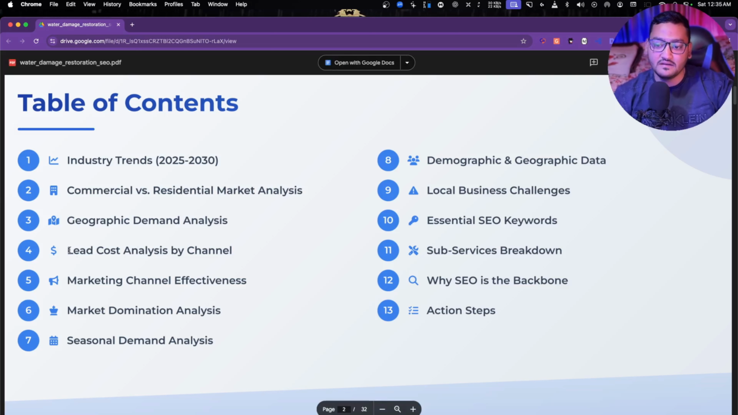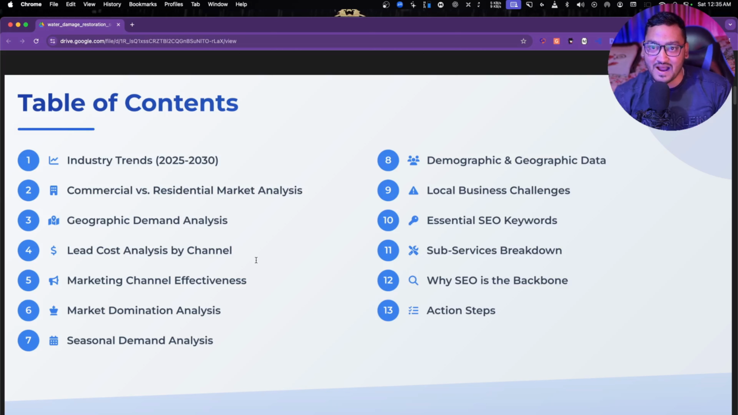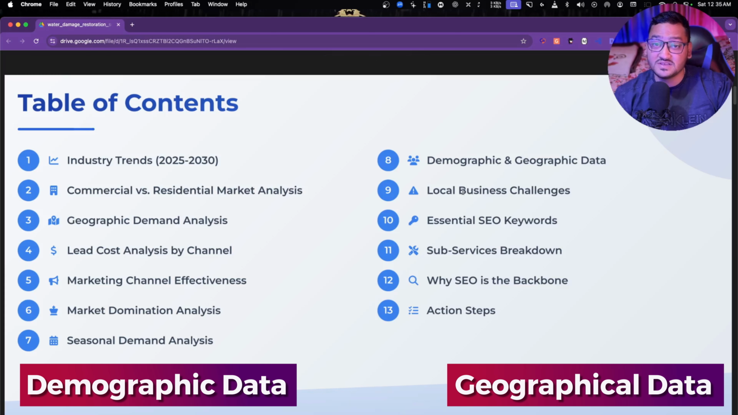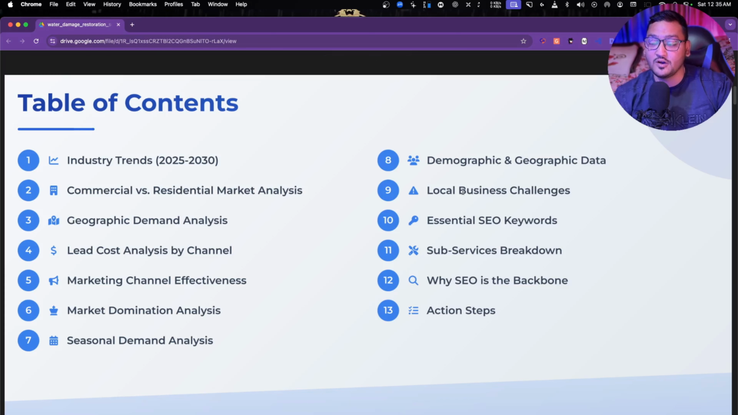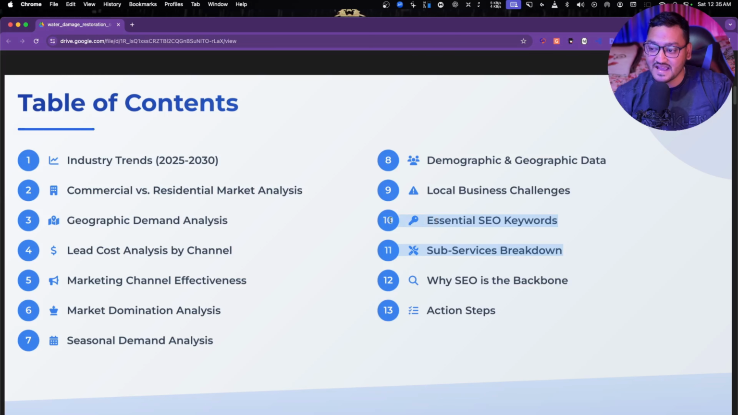Then the lead cost analysis. It's not an actual part of your campaign; it's only to identify so that you can estimate the ROI of your campaign. Then marketing channels, dominations, seasonal demand, demographic and geographical data, the challenges, basically what we are going to face, the keywords, and the sub-services. These last two are the actual sections of the main SEO campaign.